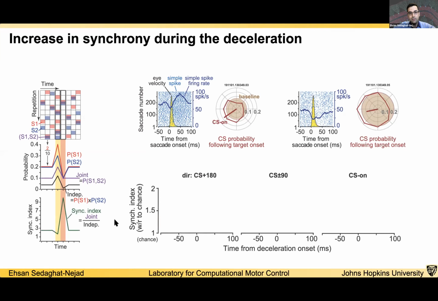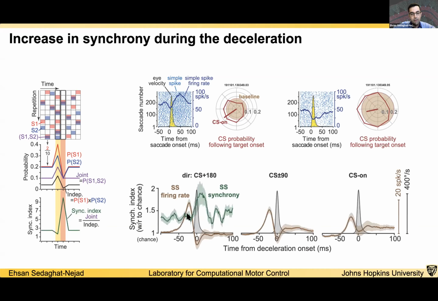Okay, so now let's look at the synchrony among the population of Purkinje cells, synchrony between simple spikes. What we saw, and this is actually surprising, is that during the burst period before the saccade onset, the synchrony stays at the baseline level.